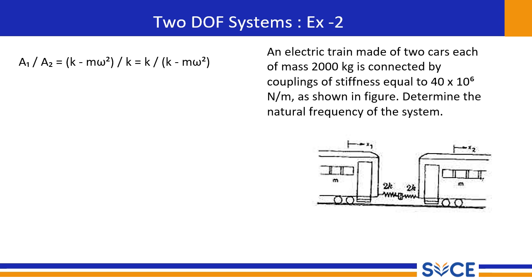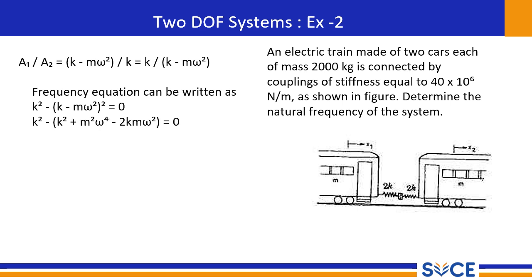From the previous slide, we know the ratio of the amplitudes is k minus m omega square by k equal to k divided by k minus m omega square. Setting these two expressions equal to each other and cross multiplying, we get k square equal to k minus m omega square, the whole square. Solving this equation once again for omega, these are the steps. First, we expand it: a minus b the whole square is a square plus b square minus 2ab. We expand and simplify this.